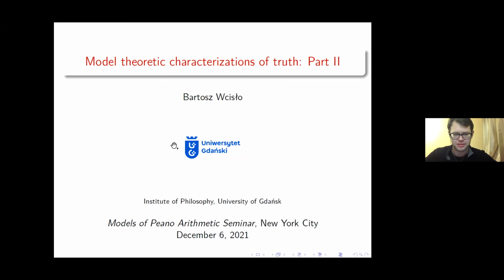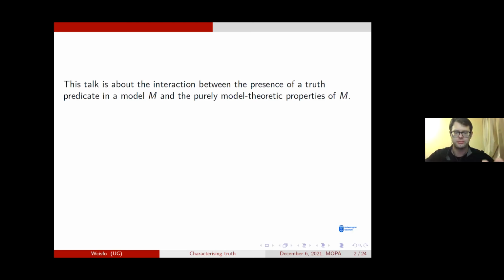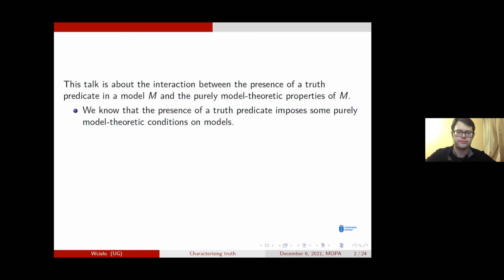Okay, so going to the topic. This talk is again part 2, so of course the topic didn't change that much. It's again about the interaction between the presence of a truth predicate in a model on one hand side, and then the purely model theoretic properties of them. What are those? Mateusz sketched some of these. So we know that the presence of a truth predicate imposes some pure model theoretic conditions on models of arithmetic.